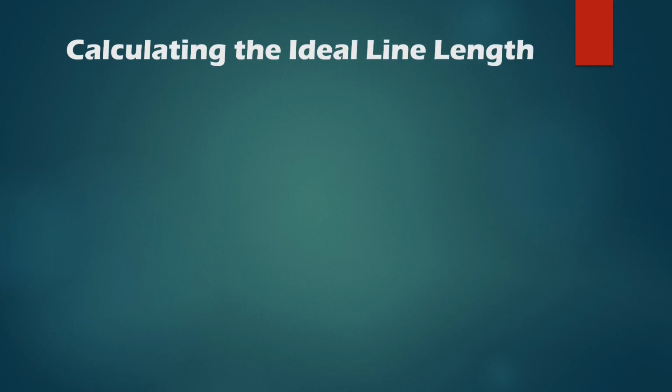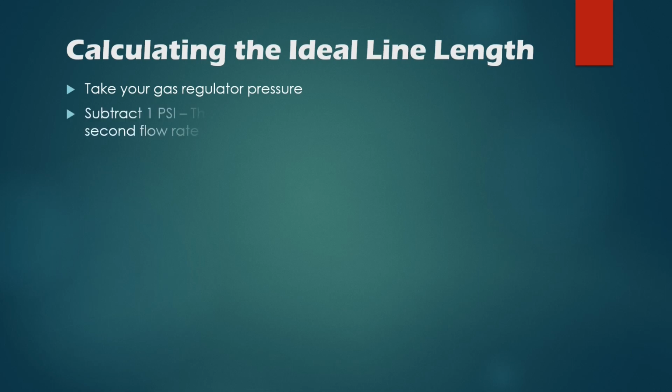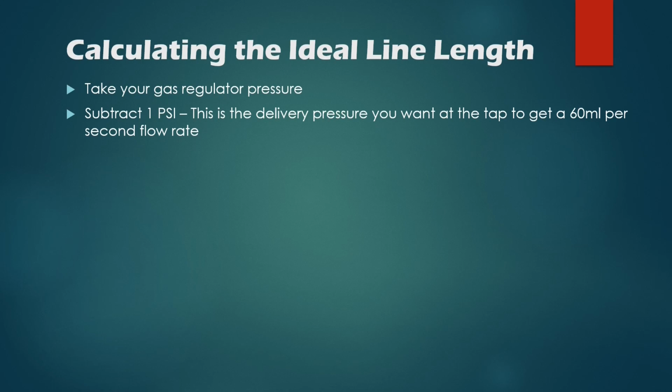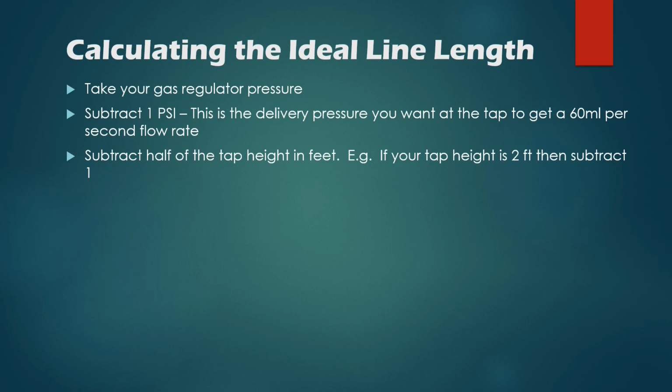Now we can calculate the length of our beer lines to give us our desired pressure at the tap. The steps are: take your gas regulator pressure, subtract 1 psi. This is the delivery pressure that you want at the tap to get a perfect 60 ml per second flow rate. Subtract half of the tap height in feet. For example, if your tap height is 2 feet, then subtract 1.